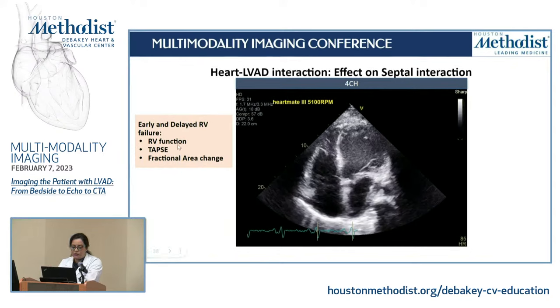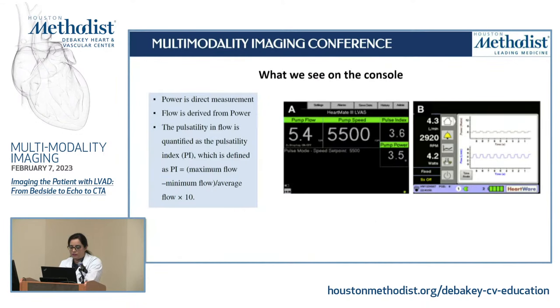Early and delayed RV failure, I just made up things here. I don't think we know what helps us. RV function, TAPSE, fractional area change. There's data on it, but none so convincing and none that we use in clinical practice to really determine RV function. A little bit switching gears, just going on what we see on the console.